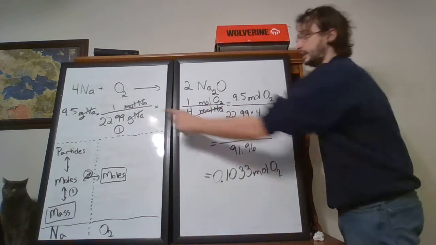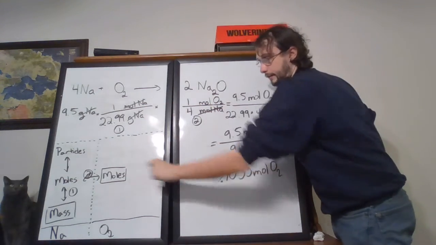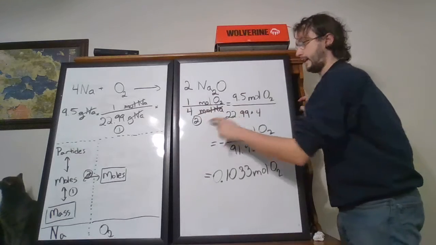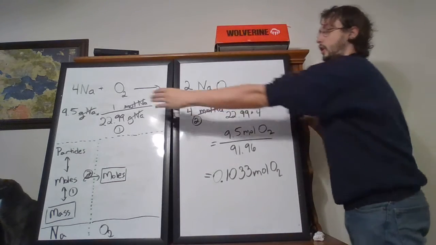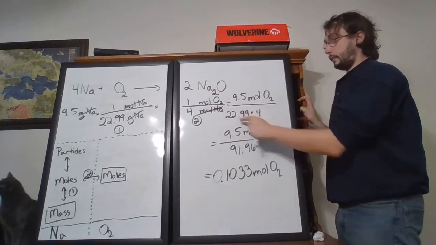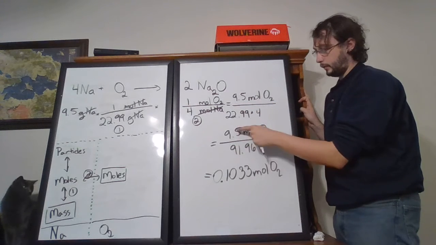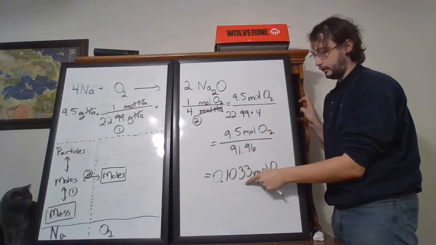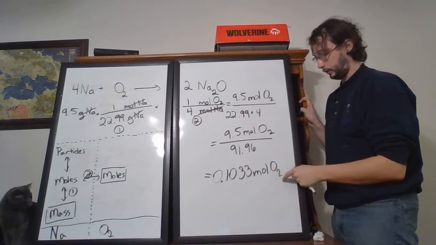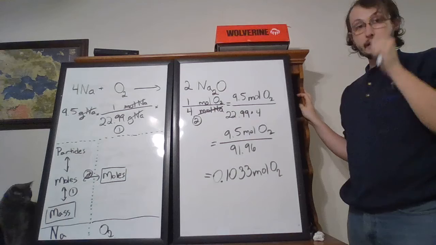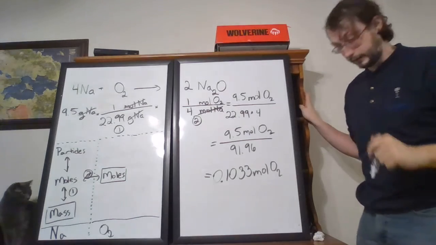So what we did is we set up our problem using our graphic organizer over here to figure out what our conversion factors we were going to need. We canceled things out and we were left with this math problem right here. We simplified the denominator. We took the numerator, divided by the denominator to get 0.1033, and we're left with that as our answer. The very last thing we need to always do is check for significant figures.